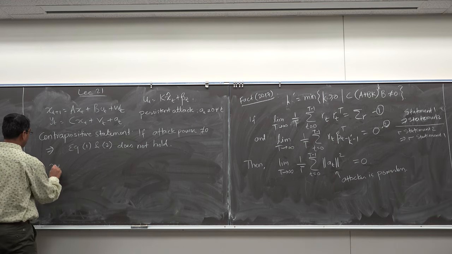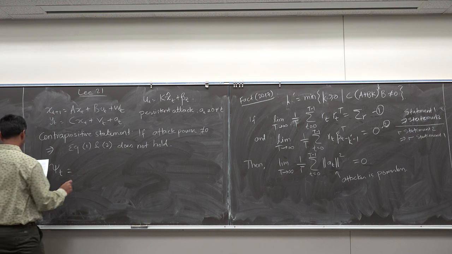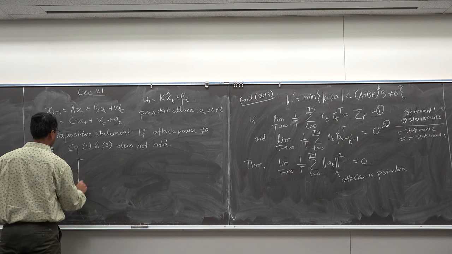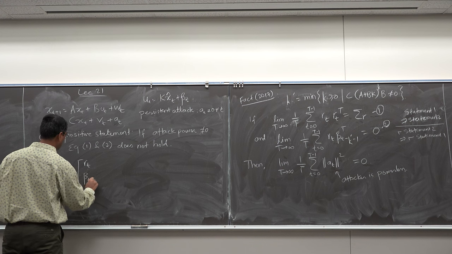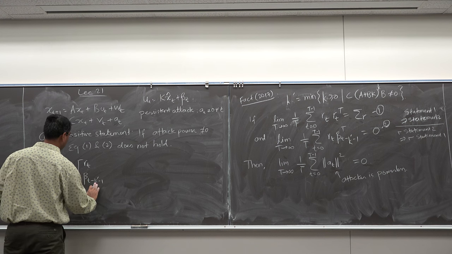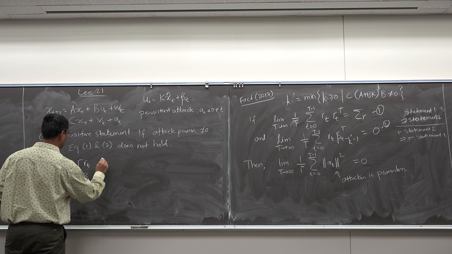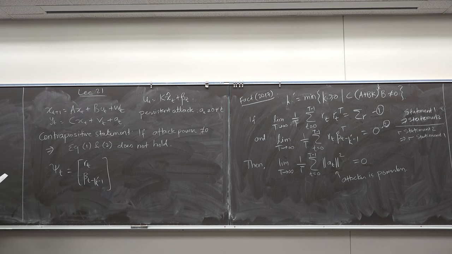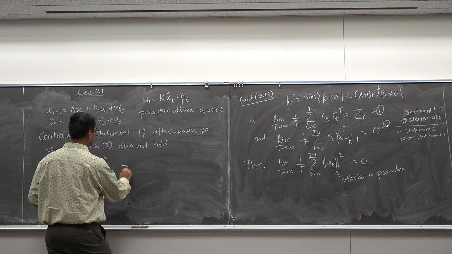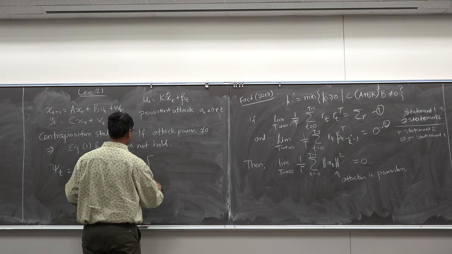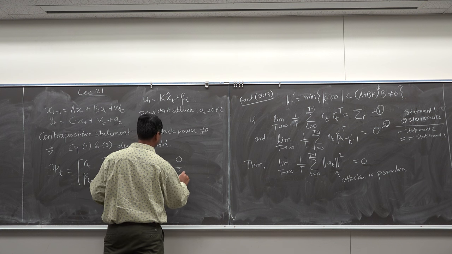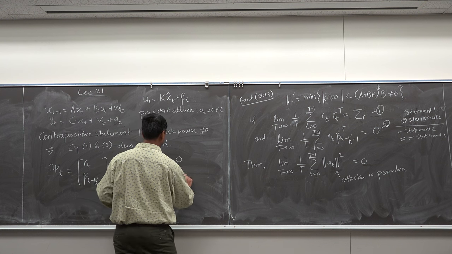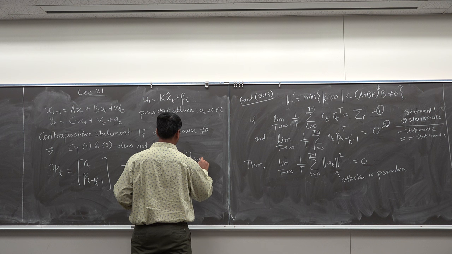So I'm going to define this variable psi t as rt, the residual at time t, and the watermark of 5 minutes ago. And then the sigma psi is supposed to be sigma r, 0, 0, sigma e, sigma beta under no attack.